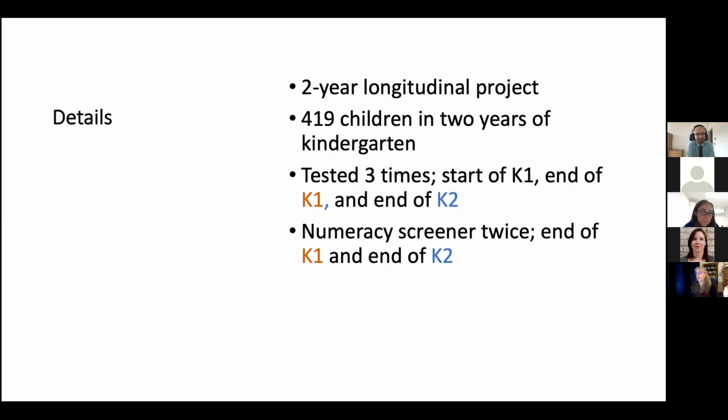The project that the numeracy screener was included in was a 2-year longitudinal project, and it included 419 children in total over their 2 years of kindergarten. Similar to the children in Ontario, in Chile children go to kindergarten for 2 years before they start grade 1. Children in this project were tested 3 times: beginning of kindergarten 1, end of kindergarten 1, and end of kindergarten 2. But the numeracy screener was given twice, end of kindergarten 1 and end of kindergarten 2, which gives us the opportunity to look at what happens over time.